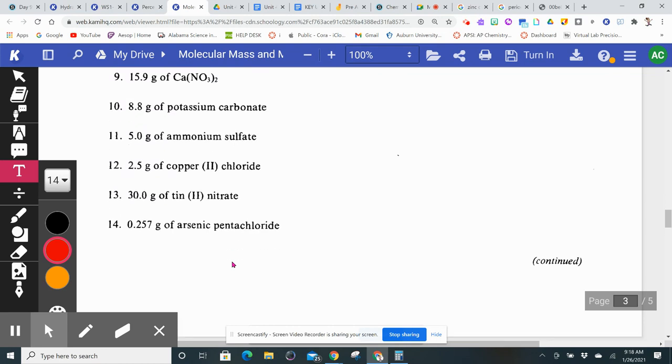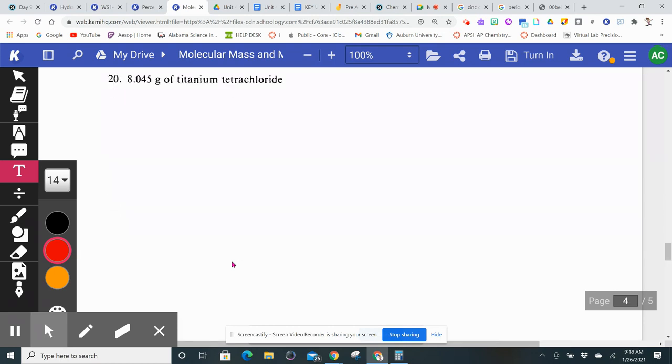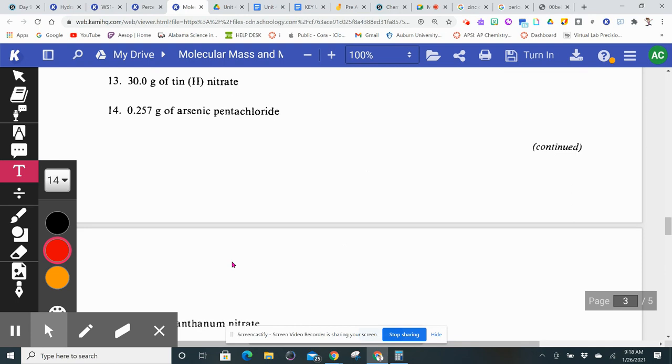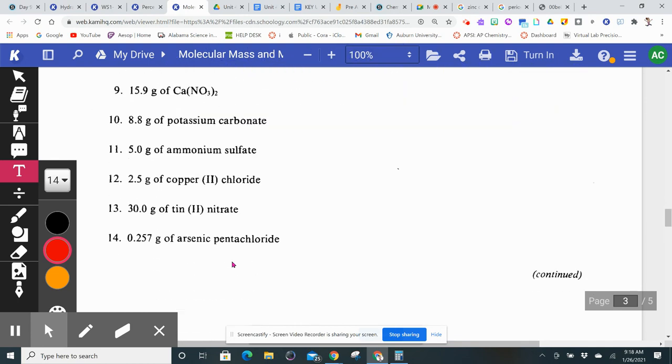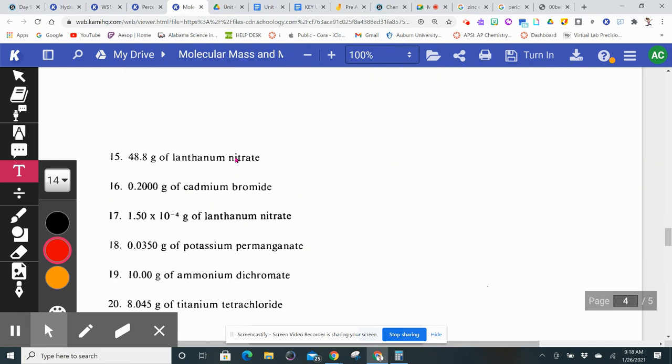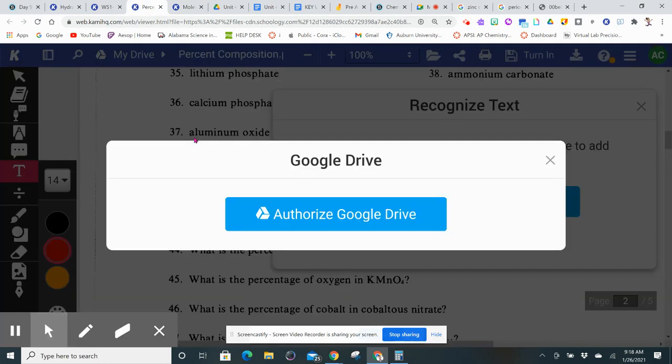Okay, and all those you'll do exactly the same way. Again, that's why I had y'all do umpteen bazillion of these. Percent composition, that's super easy as well.